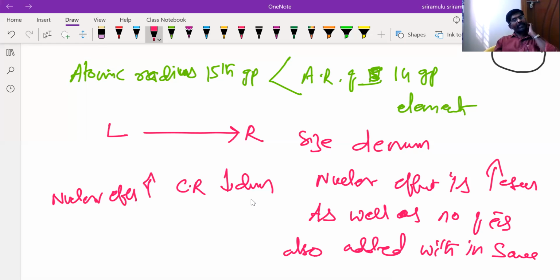Next, we'll discuss the next concept, which is ionization enthalpy. Is it clear, students? Ionization enthalpy.